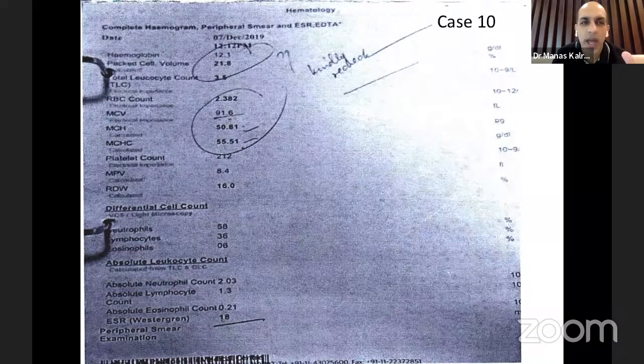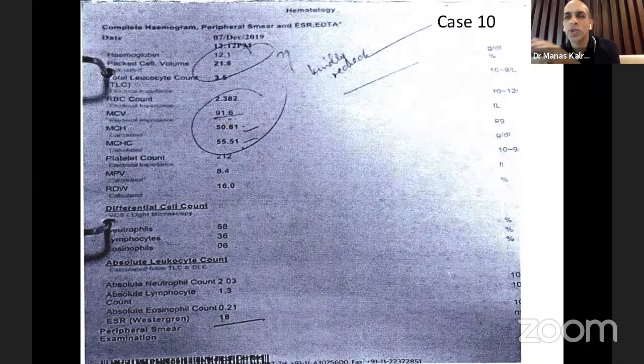So the hemoglobin is 12. The packed cell volume is 21. Now, by the rule of three, 12 times three should be high, but it is only 21. Look at the RBC count, it is 2.3. Now, 2.3 multiplied by three should give you the hemoglobin. I told you the rule of three.